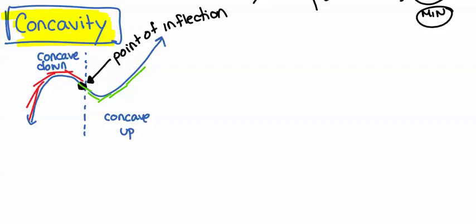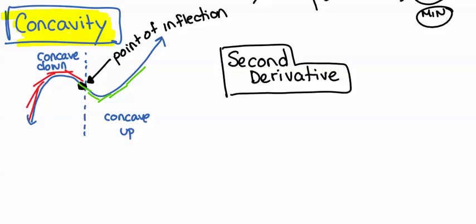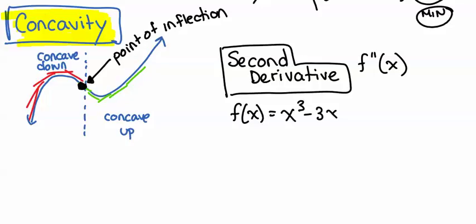Okay, so knowing all of this stuff, there's this thing called the second derivative that can tell us if our graph is concave up or down and where the point of inflection is. So the second derivative, which could be f double prime of x, is when we take the derivative of the derivative. So our graph, we had an original function that was x cubed minus 3x. Then we took the first derivative of that, which was 3x squared minus 3.